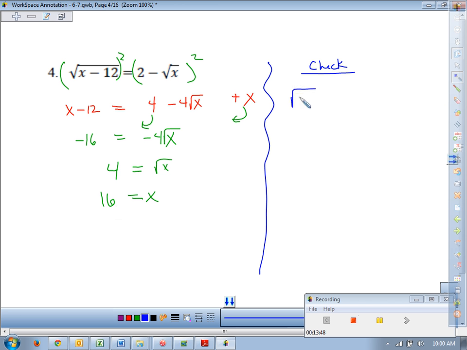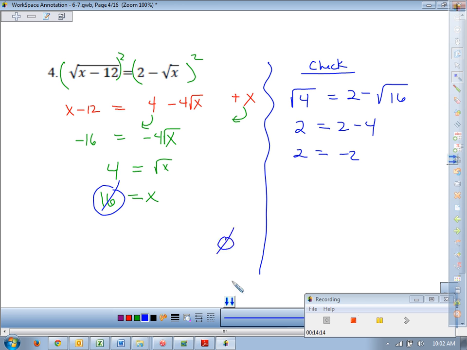So square root of 4 equals 2 minus square root of 16. 2 equals 2 minus 4. 2 equals negative 2. Don't copy me. Just do it. I'll give you time. Nope. That was the only shot we got, right? So how many solutions does this bad boy have? No solutions. Empty set. You can put the set brackets with nothing in them if you wanted to.